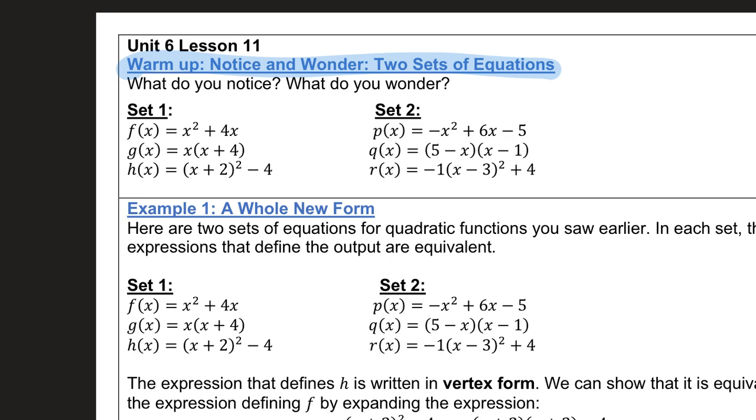So maybe we noticed some similar numbers. Those all have 4s. Maybe we noticed some 5s over there and 1s. There's a lot of different things we could have noticed. Some of them have parentheses, some don't. Maybe we wonder how they're related, and that's what we're going to kind of look at today for our notes.